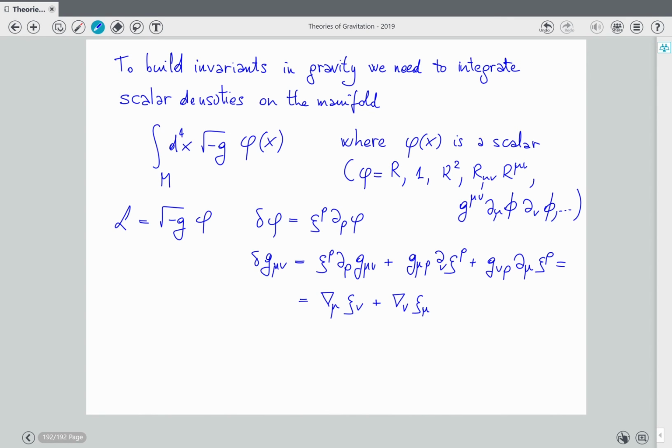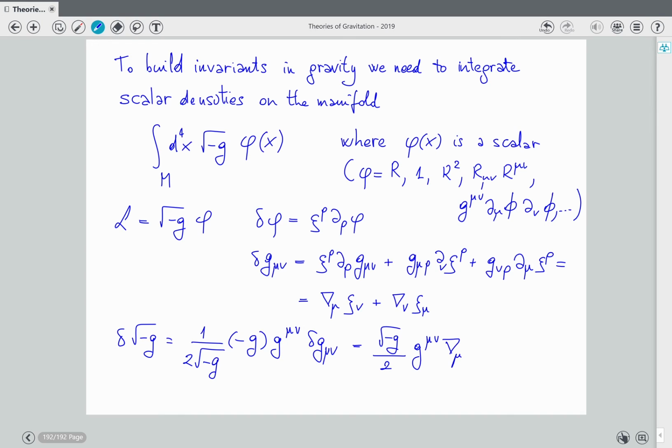So what is the variation of the square root of minus g? Well, it's 1 divided by twice the square root of minus g times the variation of minus g, which is minus g times the inverse metric times the variation of g mu nu. So that is square root of minus g divided by 2 times g mu nu and times that thing that we wrote, del mu psi nu, and by symmetry that is multiplied by 2, so the factor 2 goes away.